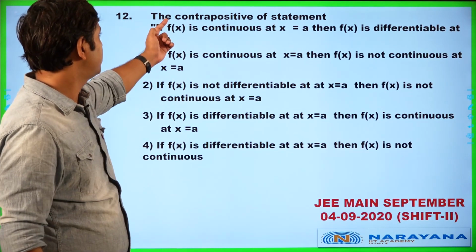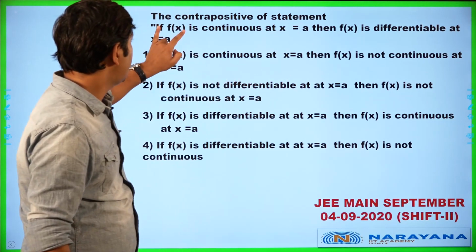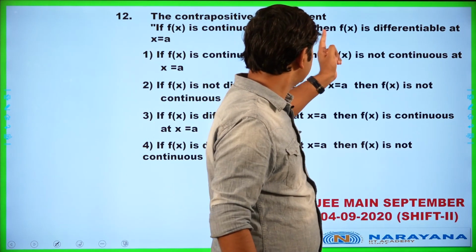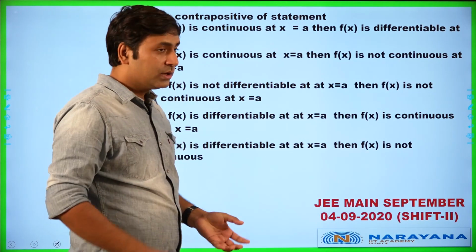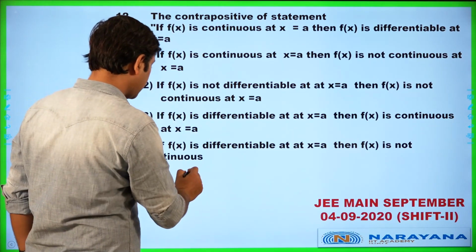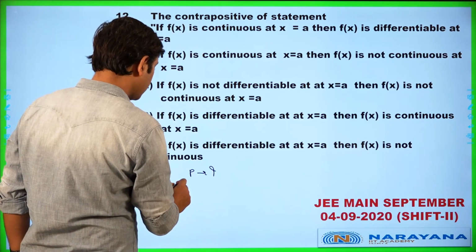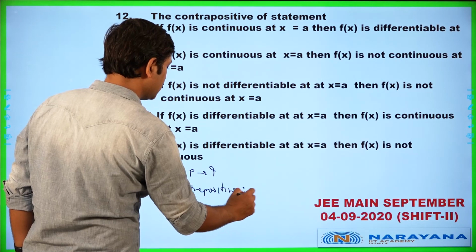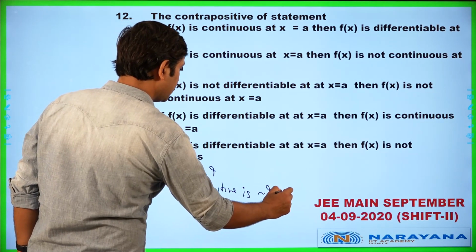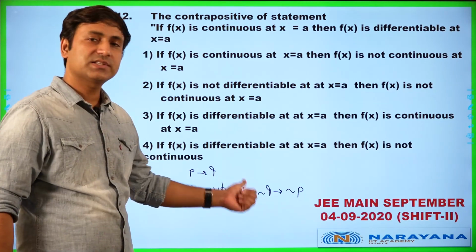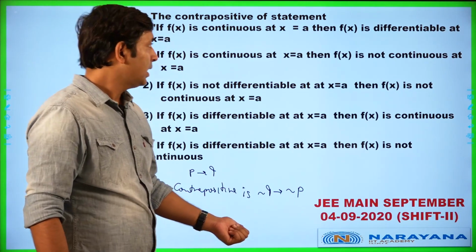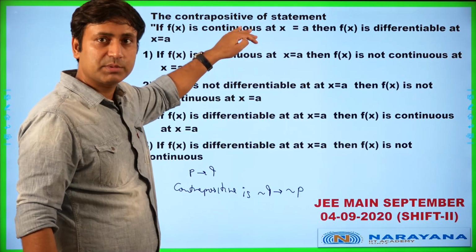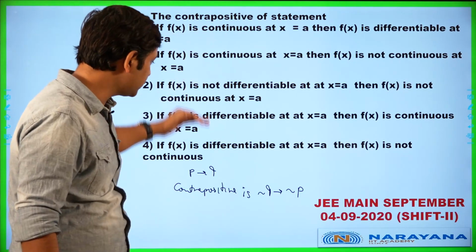In this question, we have been asked the contrapositive of the statement: f(x) is continuous at x is equal to a implies f(x) is differentiable at x is equal to a. Notice that the contrapositive of p implies q is negation of q implies negation of p. It's essentially the same statement with the same truth value. Notice that we should not concern ourselves with the truth value of this statement. The statement might be false, the statement might be true, but we just have to pick which of these four is the contrapositive.